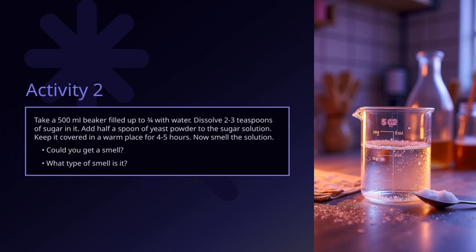Cover the beaker and place it in a warm area, allowing it to sit undisturbed for about 4 to 5 hours. After this time, carefully smell the solution. You might notice a distinct aroma, perhaps a yeasty or fermenting smell. This smell indicates that fermentation is taking place as the yeast breaks down the sugars.